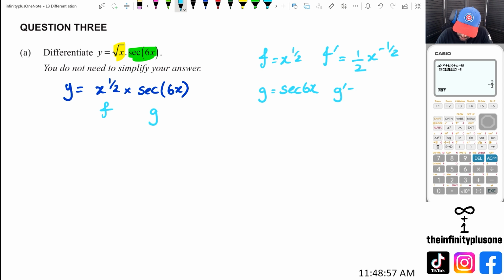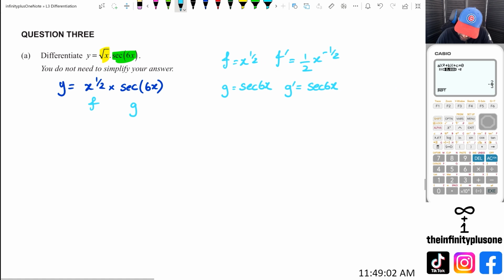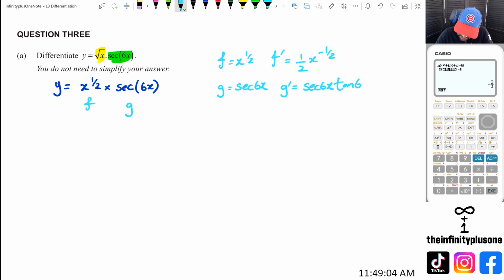So g dash is going to be sec 6x tan 6x multiplied by the differentiation of whatever the bracket is. In this case, that is going to be 6. And we're good. So we're going to get y dash is equal to f dash g plus f g dash.